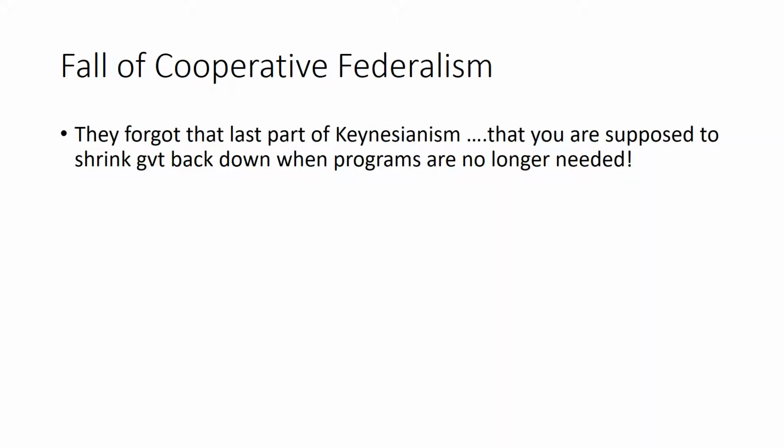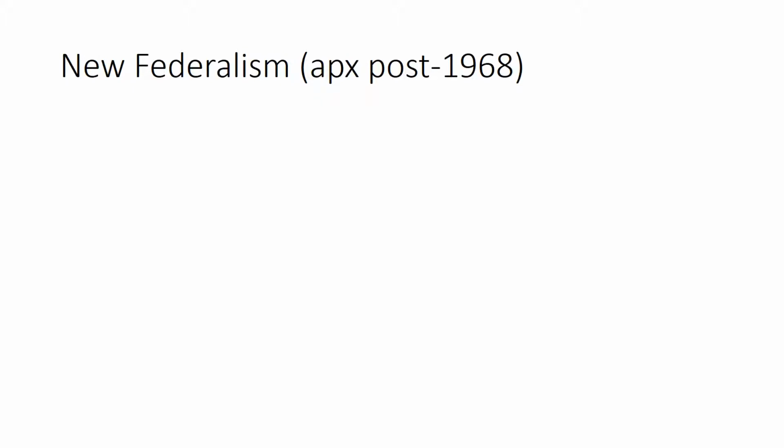So, the fall of cooperative federalism. Well, they forgot that last part of Keynesianism, that you're supposed to actually shrink government back when programs are no longer needed. To be fair, they tried, but the people that were helped by those programs screamed, no, we'll vote you out of office. So they said, okay, fine, we'll cut this other program. The people helped by that program said, no, we'll vote you out of office. There were some voices saying don't forget to cut, but every time they tried to cut, the squeaky wheel got the grease and it never got cut. Government got too big.